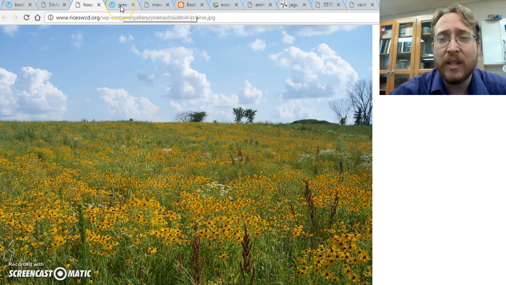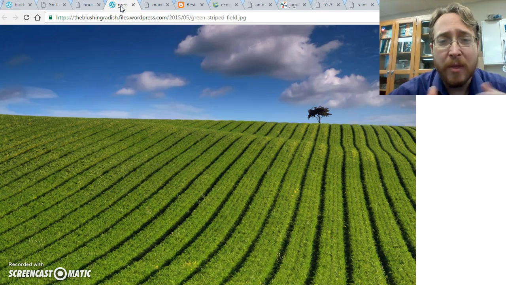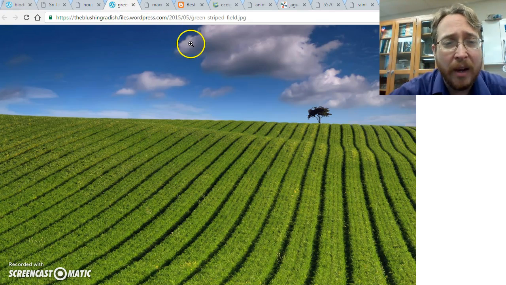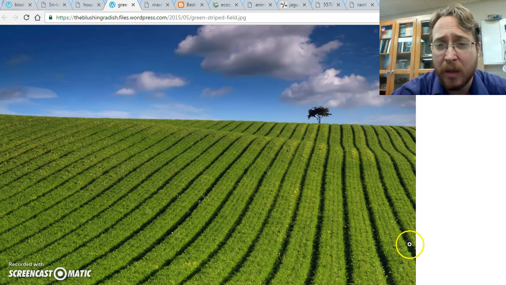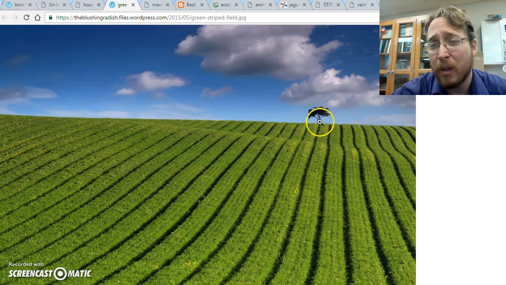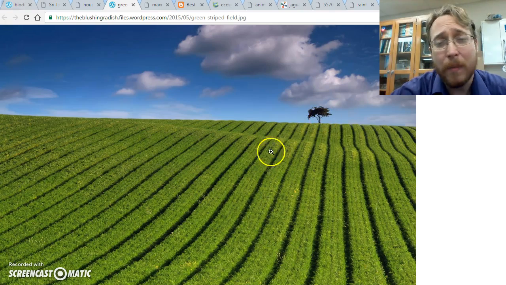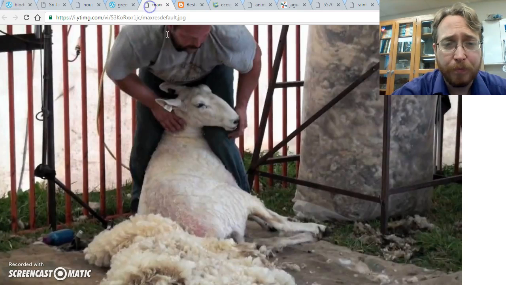Humans, on the other hand, have a tendency to reduce biodiversity. This is some agricultural land. And as you can see, the biodiversity here, the different types of species, is actually very, very low. Sure, there's going to be some insects crawling around these plants, but all of these plants are going to be the same crop. And then, so maybe there's a little bit of biodiversity because there's a tree out there. But this is far, far fewer species than we have in this prairie.